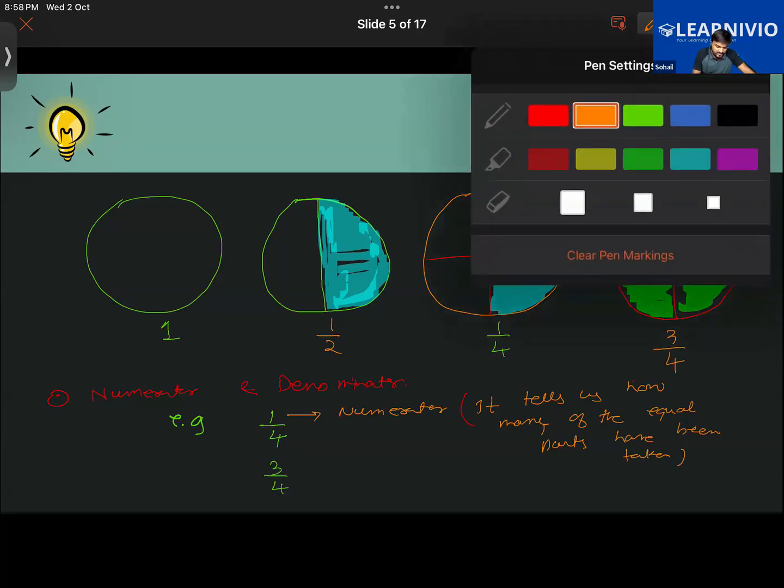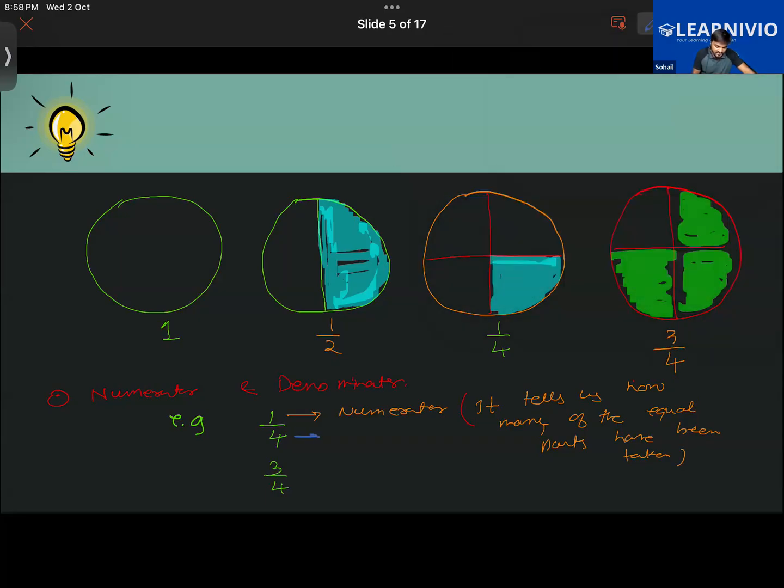Then you have the number that is here, that is called the denominator. And the denominator tells us how many equal parts there are in a whole. How many equal parts are there in this whole object? That is 2 here. And 4 in these two. So it tells us how many equal parts there are.